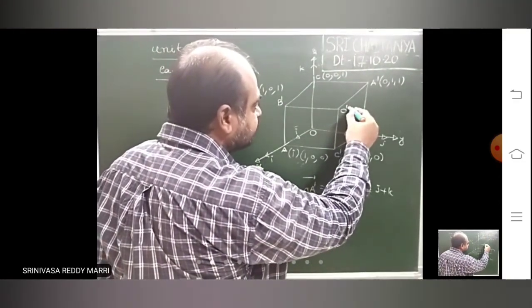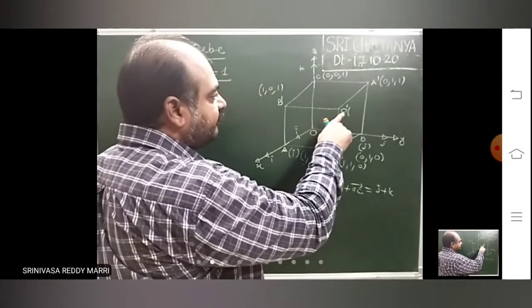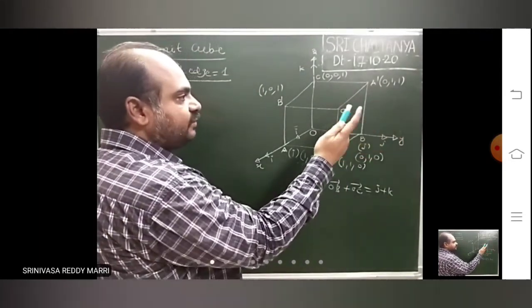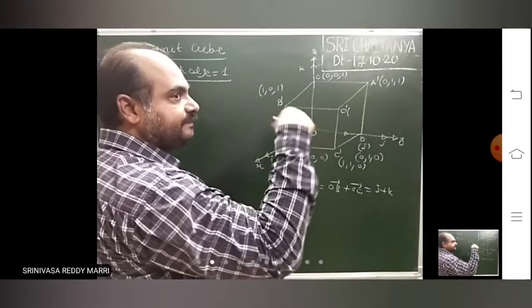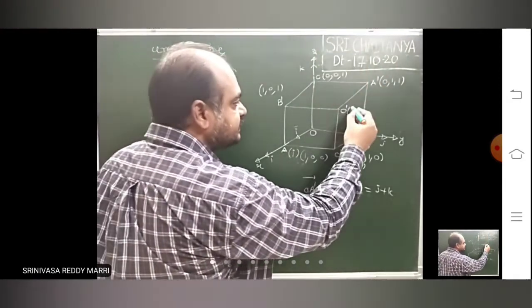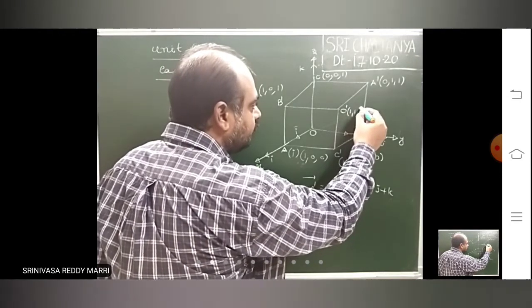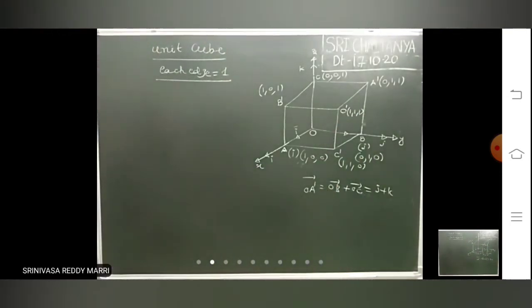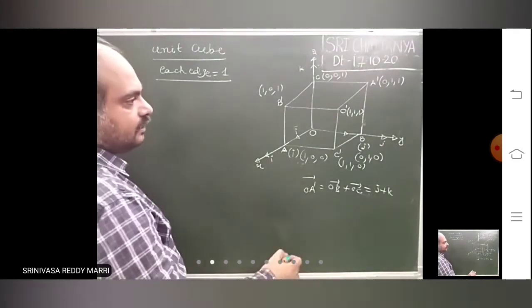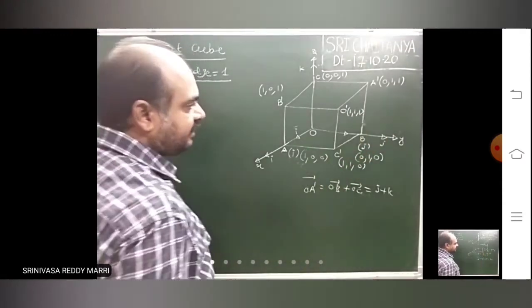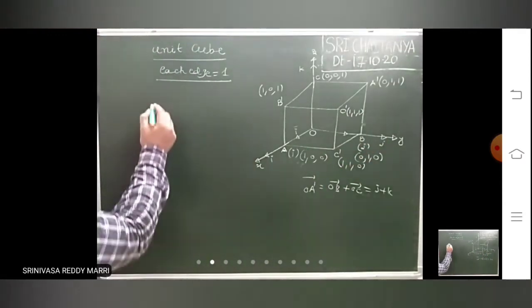Now look at O'. O' will be like this, front face, opposite face. O' is nothing but 1, 1, 1. This is I plus J plus K. So this is 1, 1, 1. Like that, the unit cube.